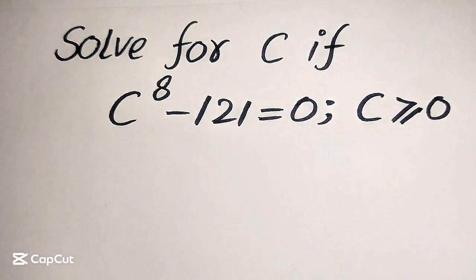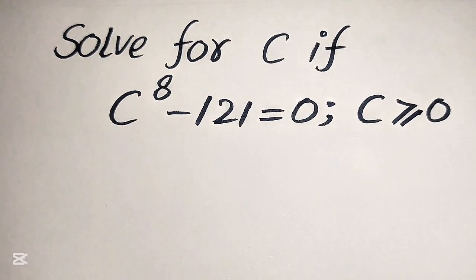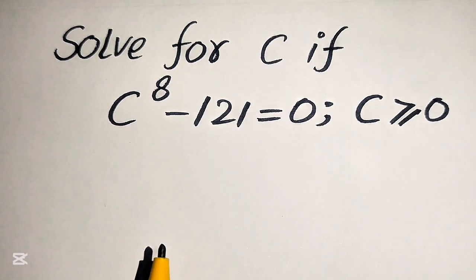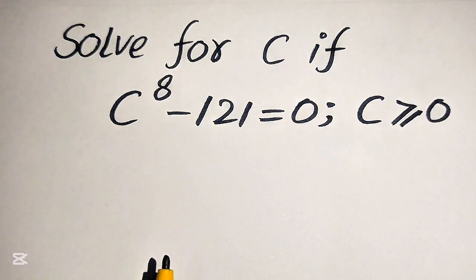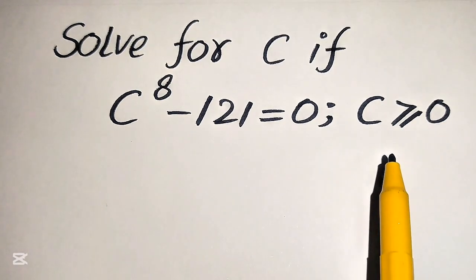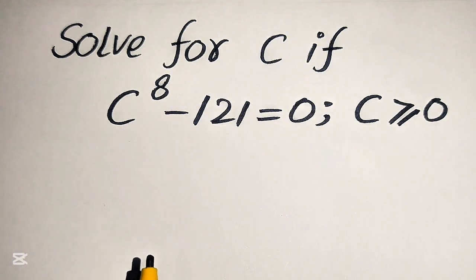Hello everyone, today I want to show you how to solve this problem for the values of c, if we have c to the power of 8 minus 121 equals 0. Here c must be greater than or equal to 0. It means that we can solve this problem for the positive values of c.